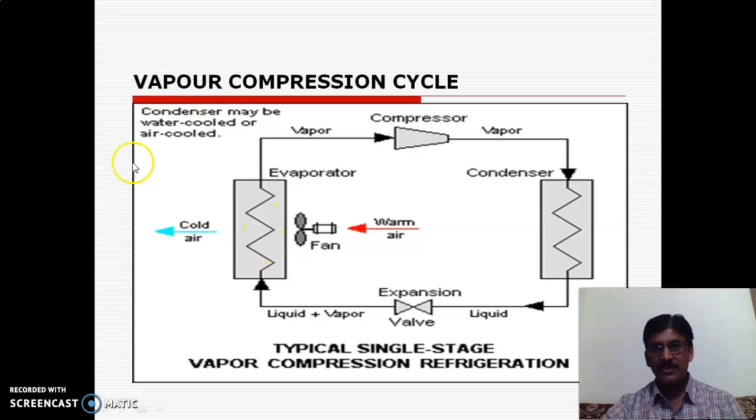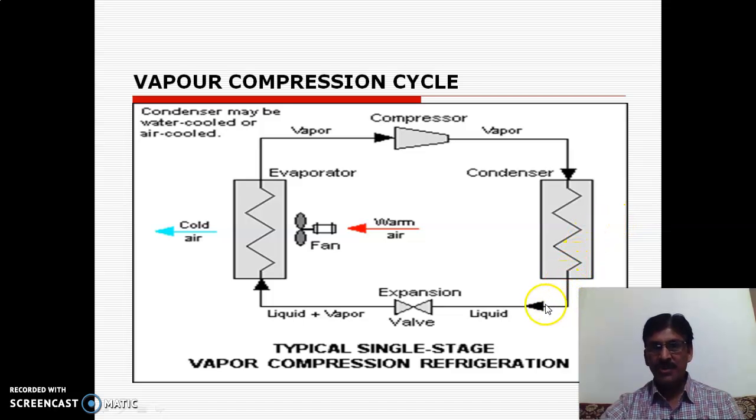In the compressor, it compresses this low pressure, low temperature refrigerant, and its temperature and pressure go on increasing. So the vapor refrigerant's temperature and pressure increase, and this increased temperature and pressure refrigerant goes to the condenser. In the condenser, it rejects heat, and the vapor refrigerant is converted into liquid form. The condenser may be an air-cooled condenser or a water-cooled condenser.